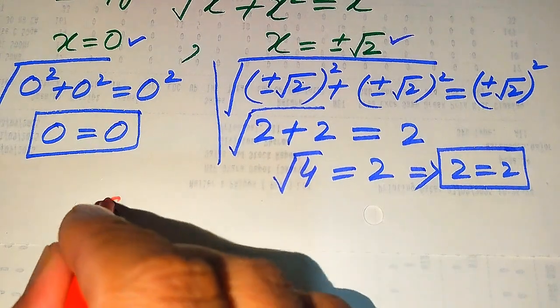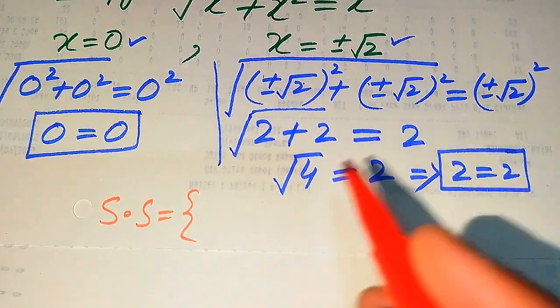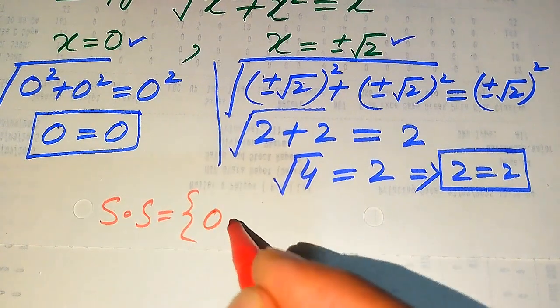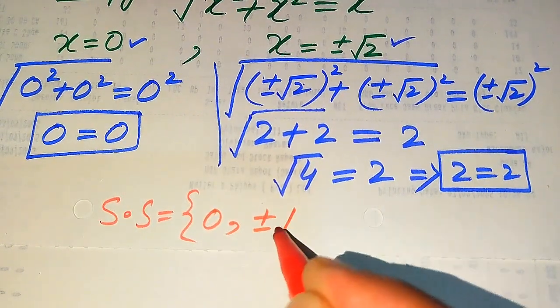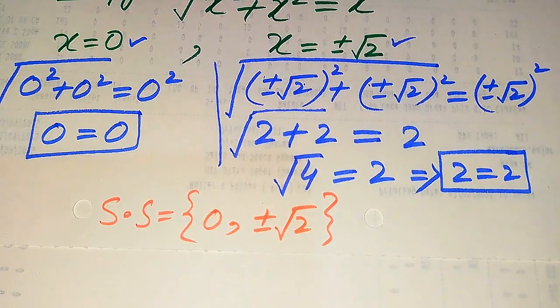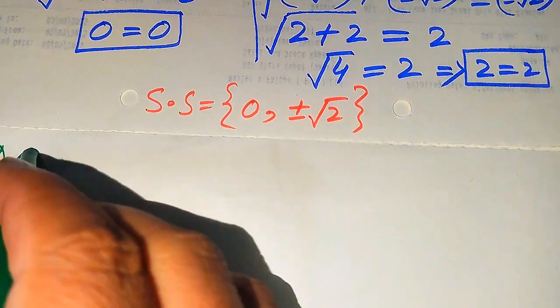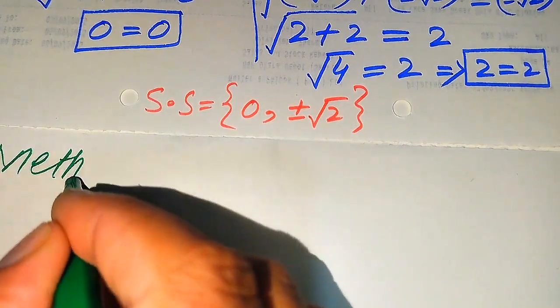So this shows that the second values of x also satisfy our given equation. So it means that both of these are solutions of the given equation. So finally, the solution set of the given equation is 0 and plus or minus square root of 2. This is the solution set which we get from the first method. And now we again solve this problem by the second method.